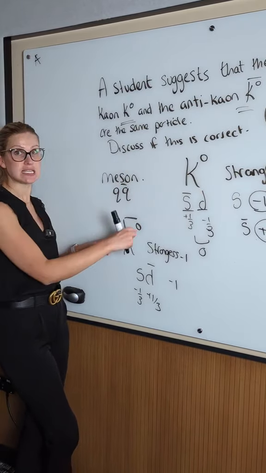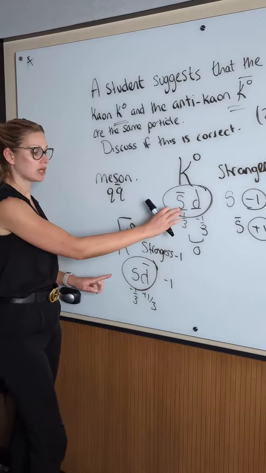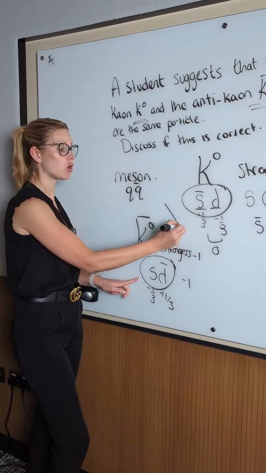So the student says they're the same, but if I look at the quarks inside them, they have opposite quarks inside them. So because they have opposite quarks inside them, they are not the same particle, okay?